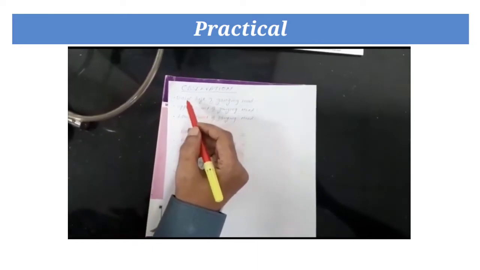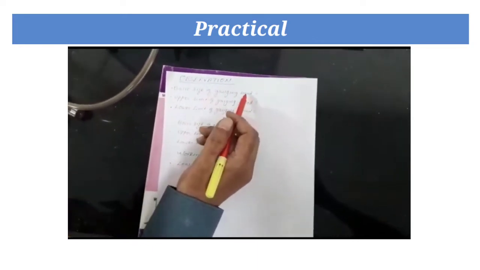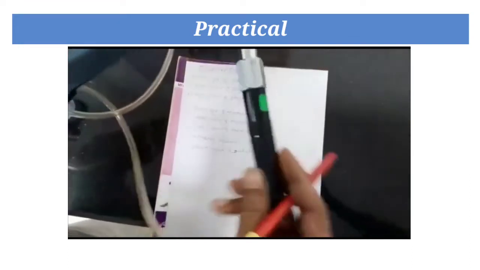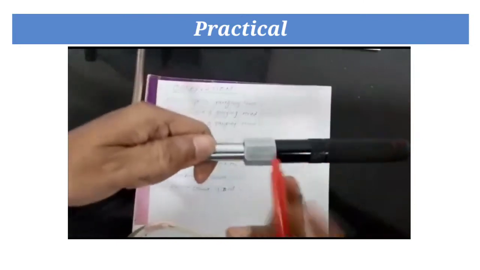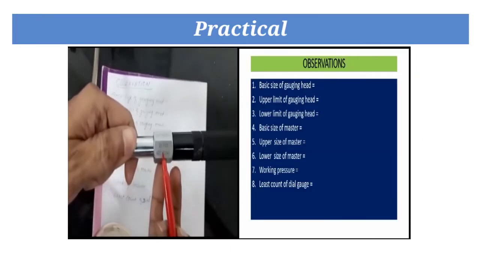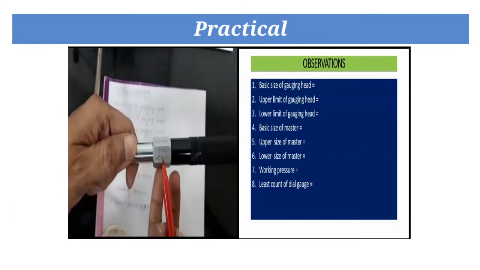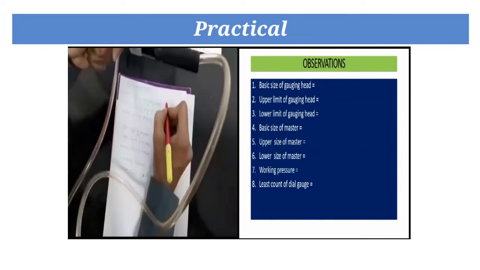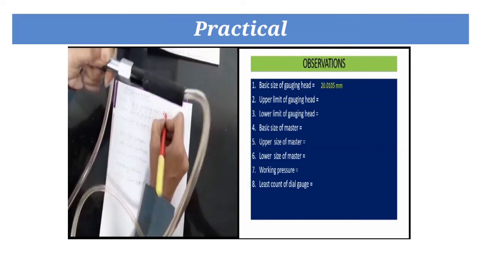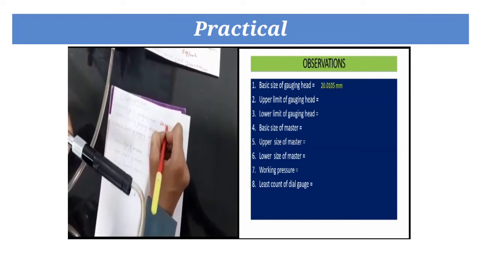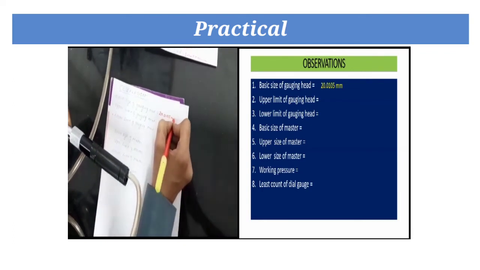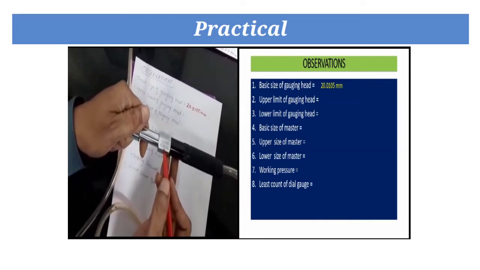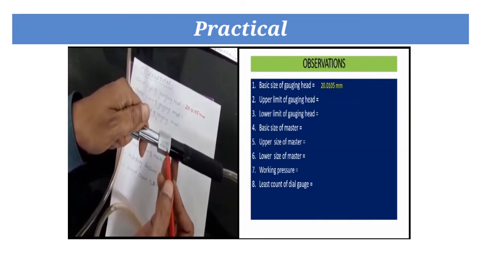Our first observation is the basic size of the gauging head. This is my gauging head, and over this gauging head you can see the sizes are written. Okay, so I will write that size: 20.0105 mm. Then there is an upper limit and lower limit. You can see the plus minus 0.040.